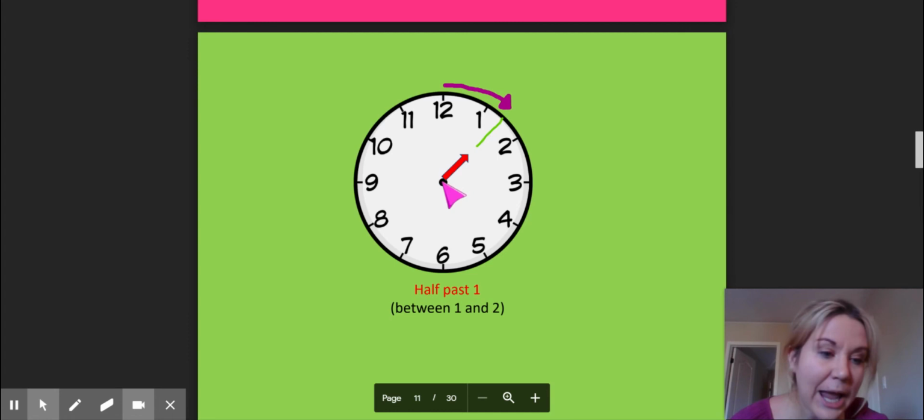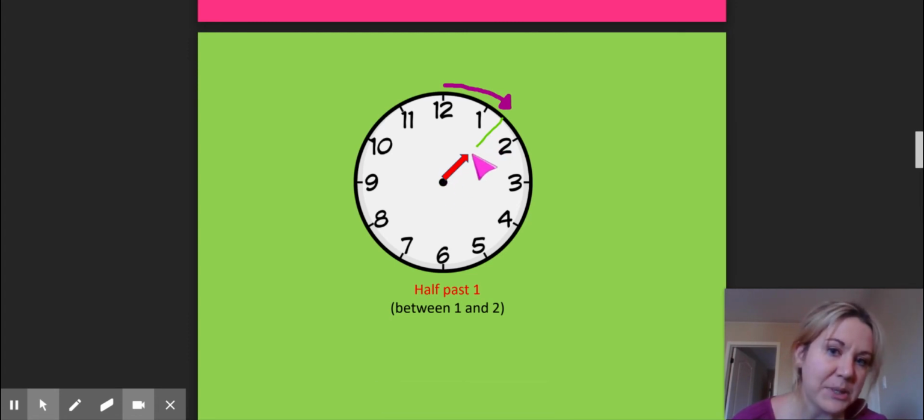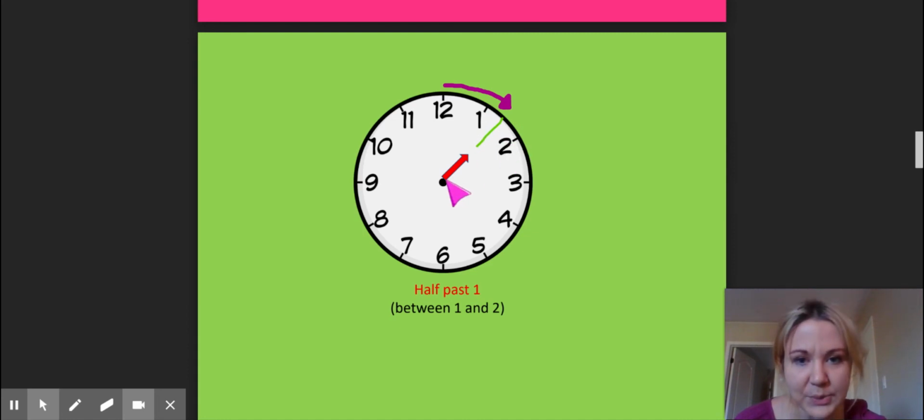Here the hand is between two numbers. Which numbers is it between? Good, the 1 and the 2. So it's pointing right between the 1 and the 2. If we follow the path the hand takes, it's made it to the 1 and it's made it a little bit past the 1, but not to the 2 yet. So it's half past 1.